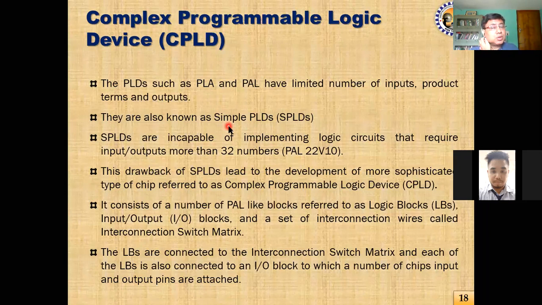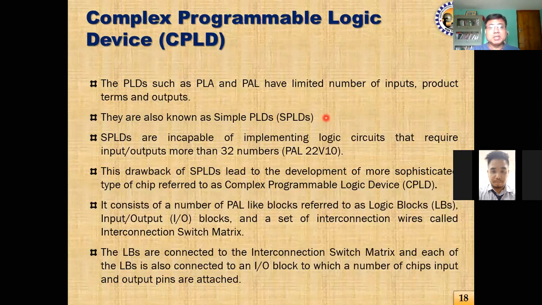Now we have one option. We can cascade, or connect, multiple SPLDs. For example, when we implement certain logic in one PLD, the output of this and the rest of the inputs we can connect to another SPLD, and if we require more, we can continue such cascading to increase the size of the circuit.